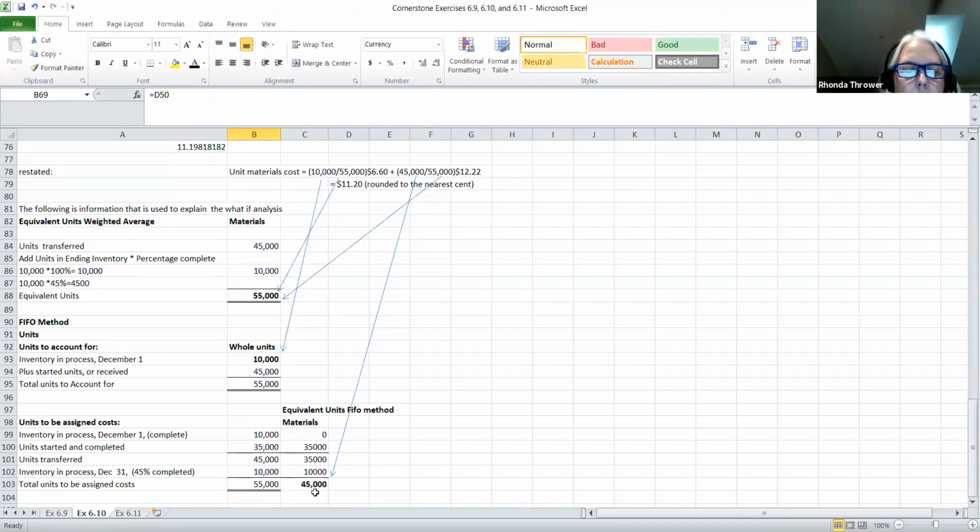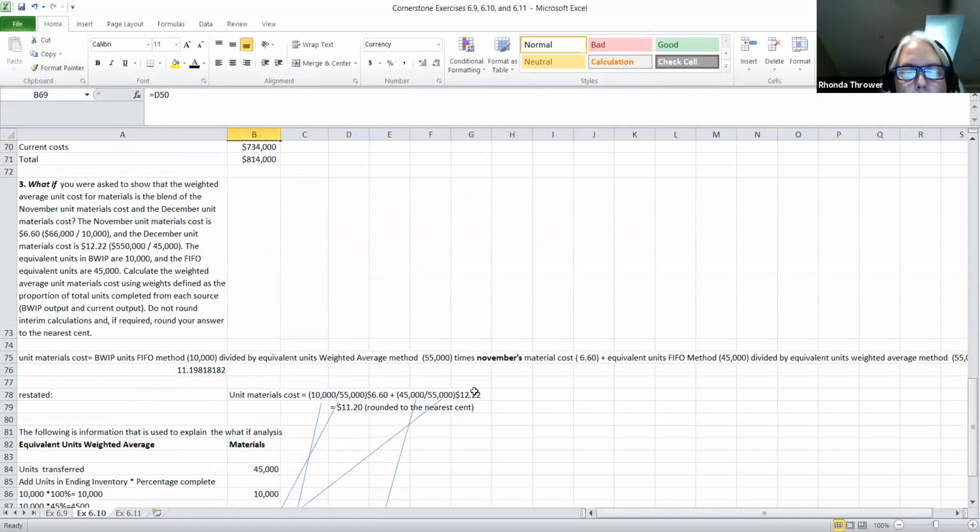The 45,000 were your equivalent units for the FIFO method. Your 55,000 is your weighted average method. This $12.22 was given to you right there. So that was for December, and this was for November. That's the given amounts that came in right there and here. So all this is a blend of the November unit materials cost and the December unit materials cost.